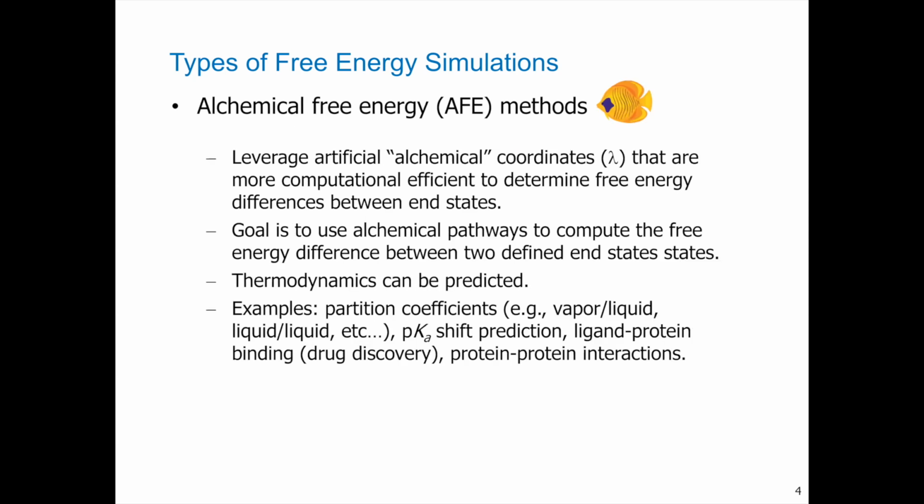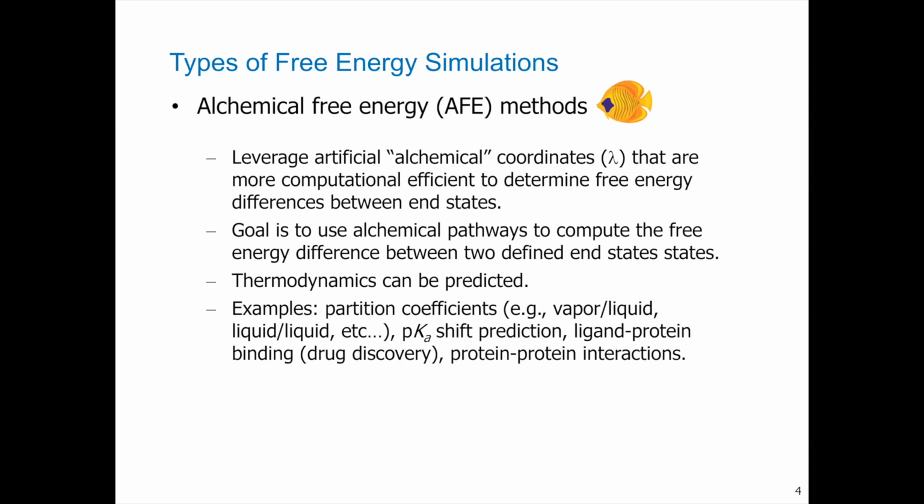The second class of free energy methods that I'll be talking about are so-called alchemical free energy methods. Here, the idea is to leverage artificial alchemical coordinates, which I'll generically designate as lambda, where the pathways between two different end states can take a non-physical or alchemical pathway that is chosen to be more convenient than the actual physical pathway. Okay.